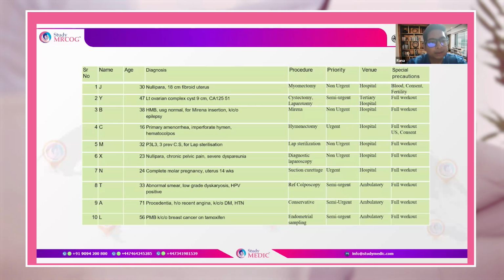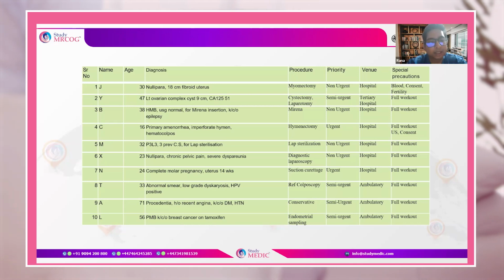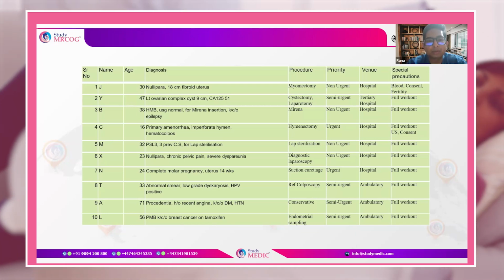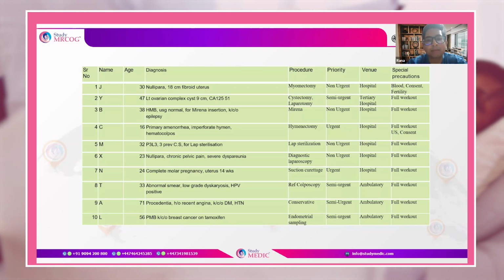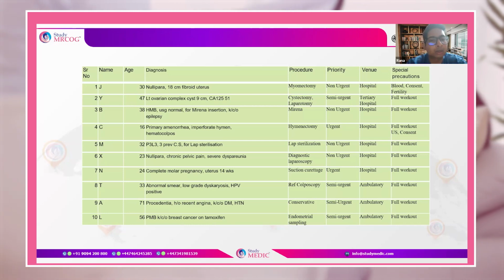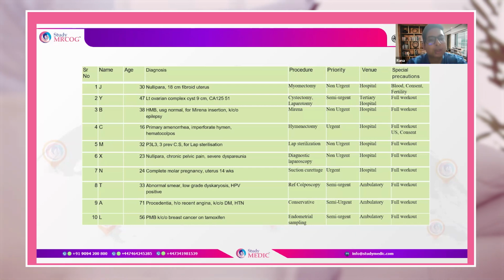In the next case, there is a para 3 with three living issue, previous cesarean section, for laparoscopic sterilization. What you need to do here: she is planned for the laparoscopic sterilization procedure. It is a routine, non-urgent procedure. This is a non-urgent case, so it will be done later.